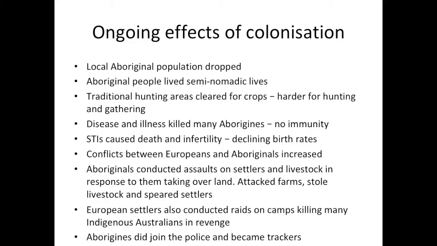Conflicts between Europeans and Aboriginals increased ever more. Aboriginals conducted assaults on settlers and livestock in response to them taking over land. They attacked farms, stole livestock, and speared settlers. European settlers also conducted raids on camps, killing many Indigenous Australians in revenge. However, the Aborigines did join the police and became trackers, who are experts at following tracks.